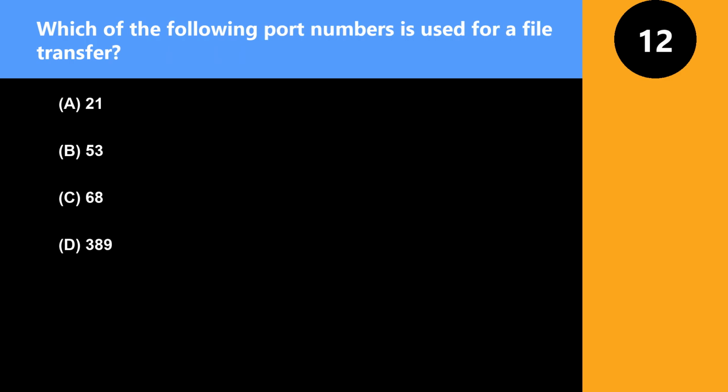Question 12. Which of the following port numbers is used for a file transfer? Option A. 21. Option B. 53. Option C. 68. Option D. 389. The correct answer is option A, 21.